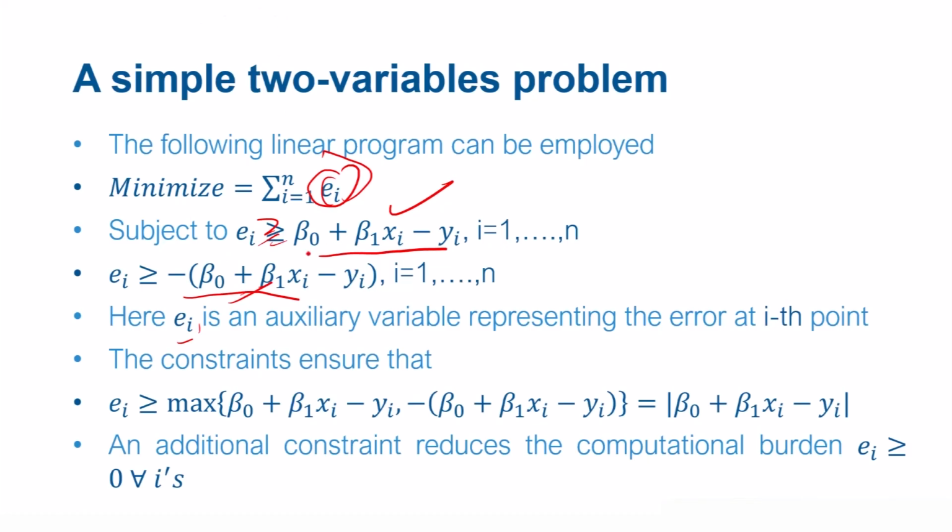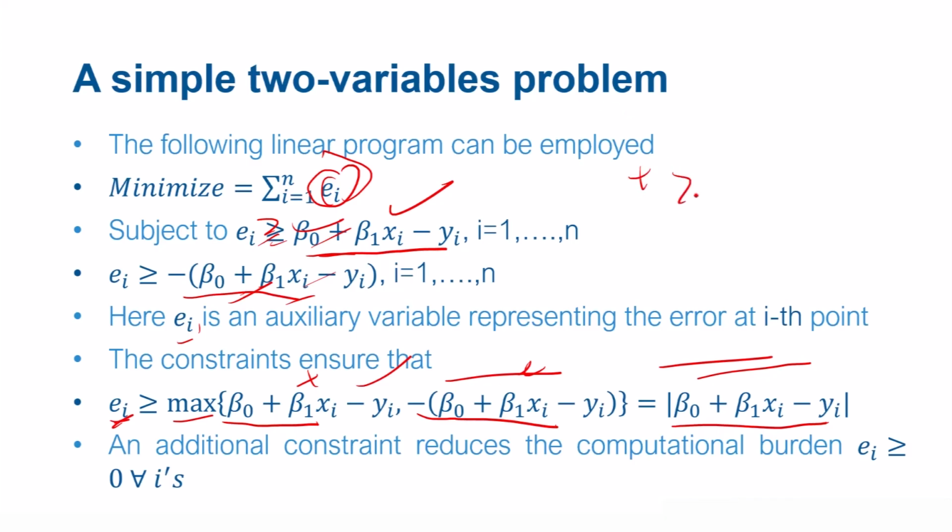And these two conditions effectively transform this: the error is greater than both the positive and the negative sign converted to positive, which effectively means we are putting our ei such that it is greater than the magnitude of the error. So these two expressions will ensure that it is greater than the max of both, which means the magnitude. So when it is positive, then greater than, and when it is negative, then the magnitude with a minus sign.